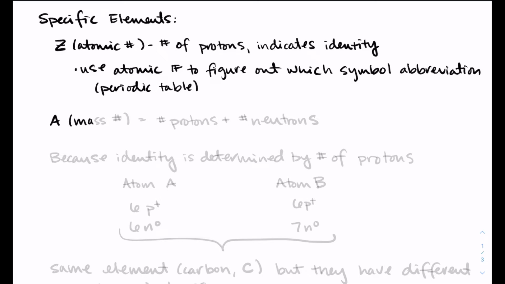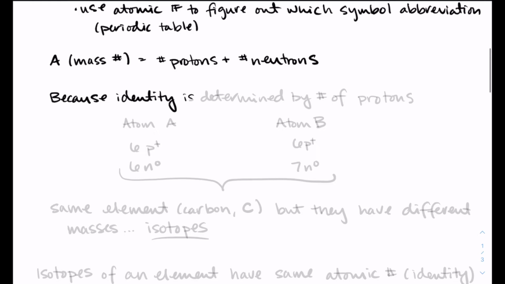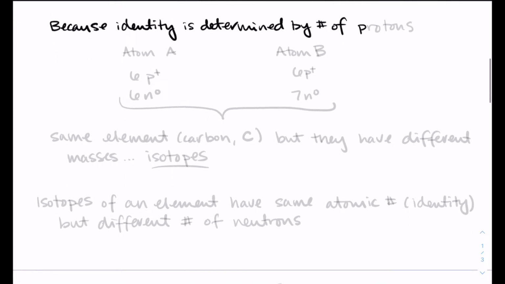So we will use that atomic number with the periodic table to figure out which symbol abbreviation to use for an element because it tells us the identity. We use the letter A to be the mass number, which is the number of protons plus the number of neutrons. Right? Those are the most massive components of the atom. The electron is really tiny in comparison. So we can use number of protons and number of neutrons to think about how heavy an element might be.